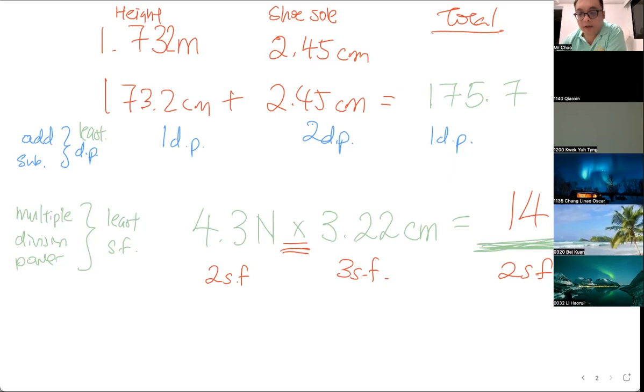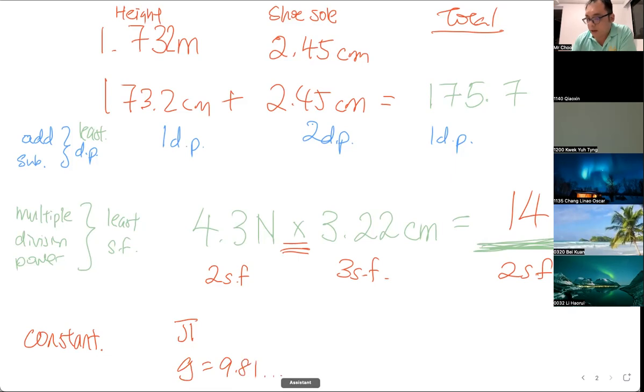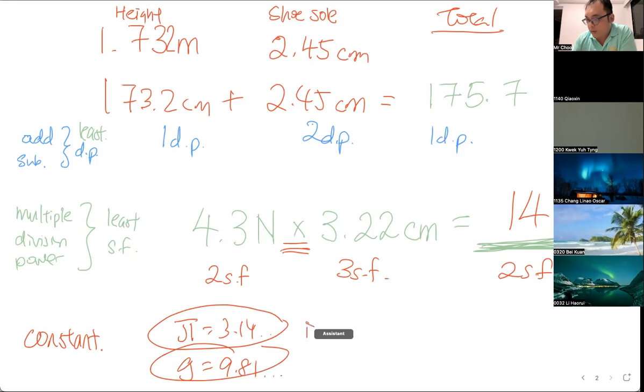So this is very important for your table: how much SF and how much DP to use. When you need to plus or minus, you use the DP. If you need to multiply or divide, you use the SF. One exception: if you have a constant, for example pi, or G, which is 9.81 something. Pi is 3.14 something. This one you ignore.